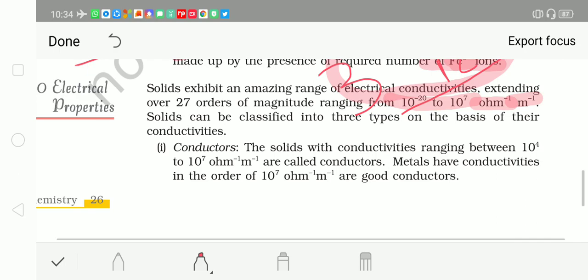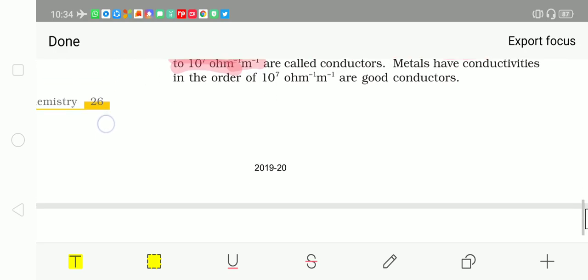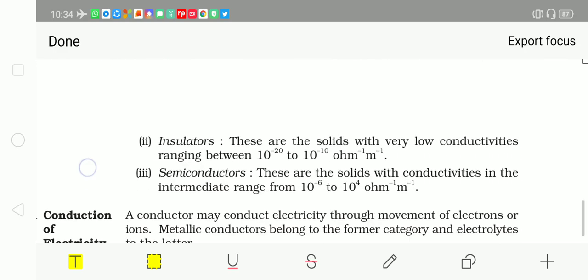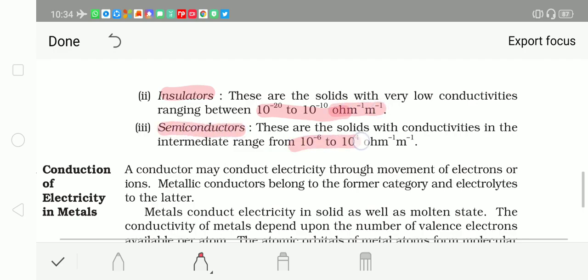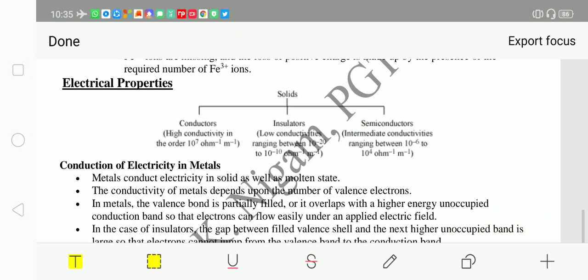On the basis of this, conductors are those solids whose conductivity ranges from 10 to the power 4 to 10 to the power 7 per ohm per meter. They are known as conductors, and metals are very good conductors. Insulators have conductivity ranging from 10 to the power minus 20 to 10 to the power minus 10 per ohm per meter. Semiconductors have conductivity ranging from 10 to the power minus 6 to 10 to the power 4 per ohm per meter. It is also mentioned in my notes.